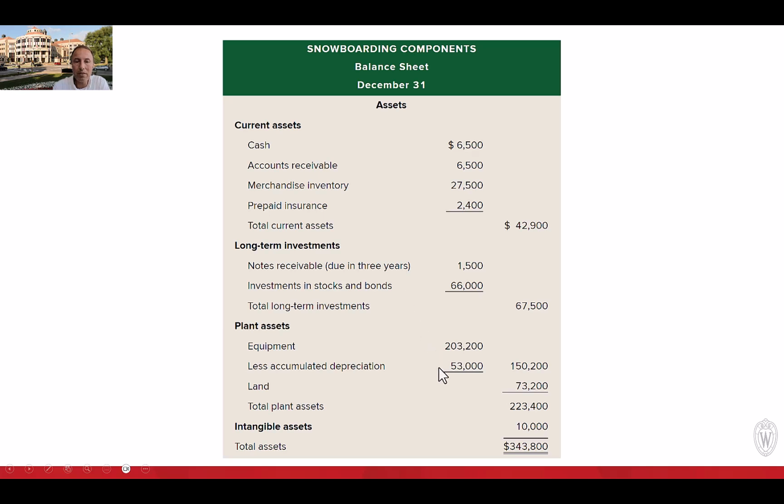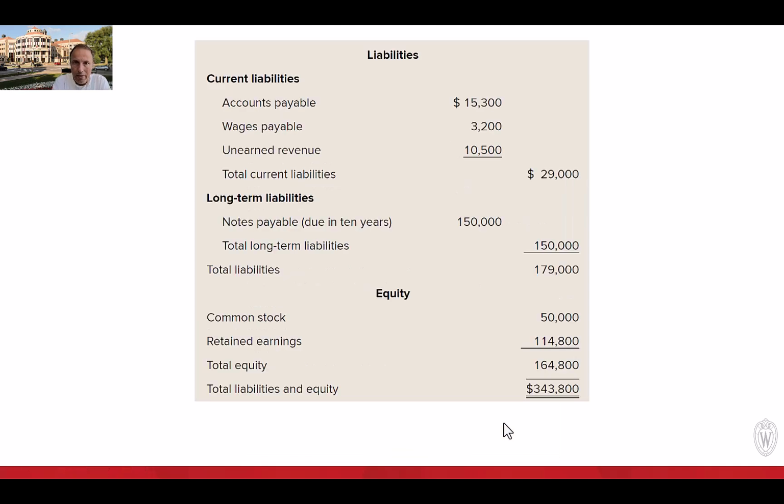Here are our plant assets, and yep, there's that darn accumulated depreciation. Equipment, minus how much it's depreciated so far, gets us its book value of $150,200. Remember, land is never depreciated. And then lastly is your intangible assets. And then we have our liabilities. We've got current, those due within the next 12 months. And we've got our long-term.